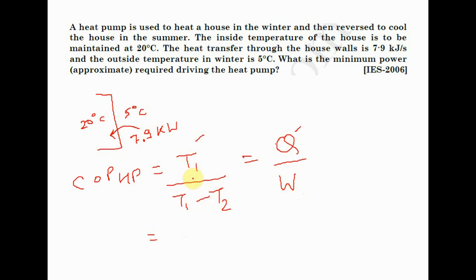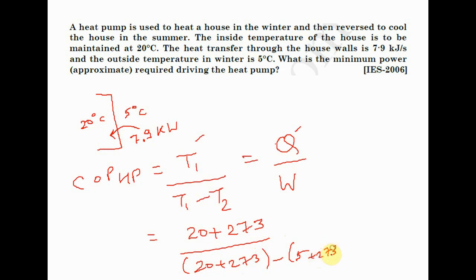How can we find it? I'll tell you. We can write T1. T1 is nothing but 20 degrees Celsius, because for a heat pump T1 is the sink. So finally the sink value is 20 degrees Celsius. You add 273 in order to convert it into Kelvin. So it is 20 plus 273 whole upon, again, 20 plus 273 minus bracket 5 plus 273. That is equal to Q upon W.